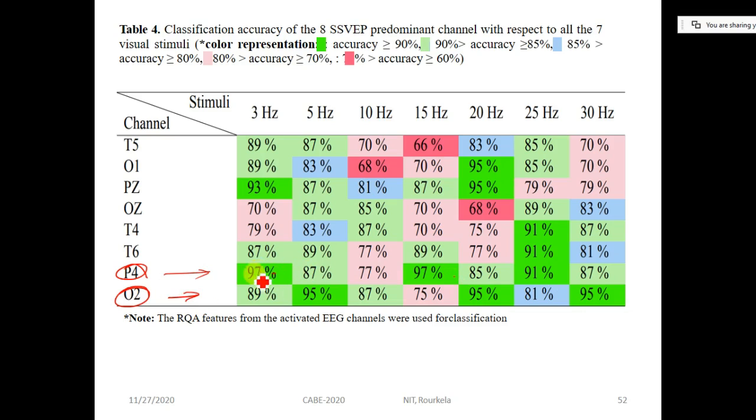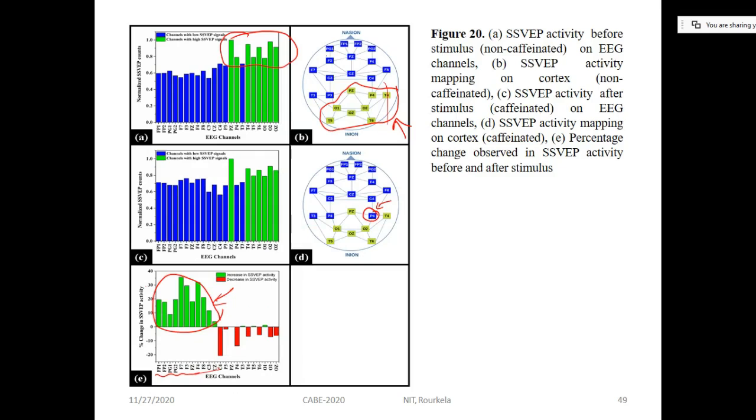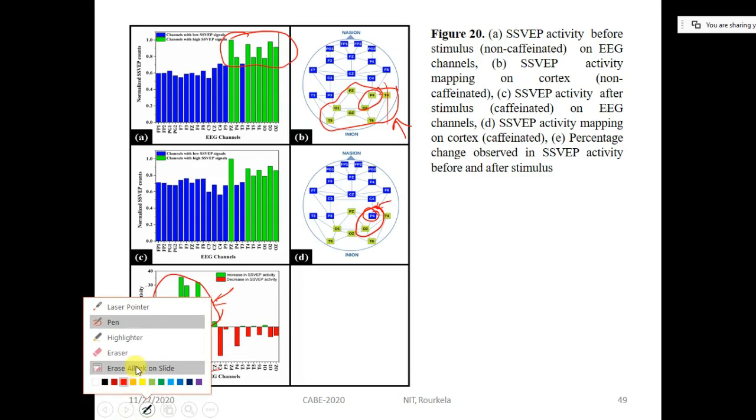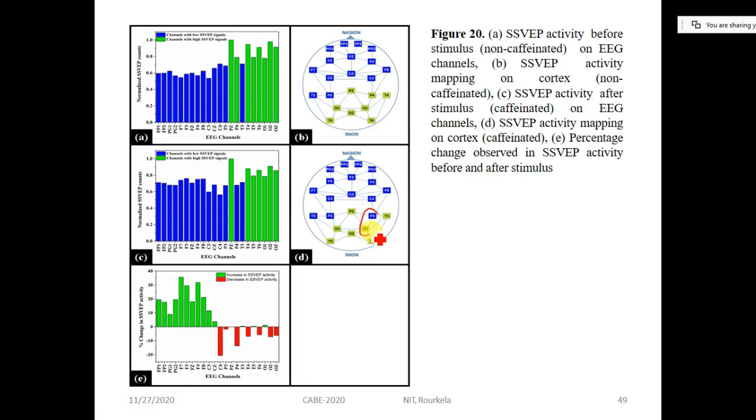these two channels are being activated at the majority of the frequencies. PZ, these two channels, but their classification efficiency is not that high. So I would stick with P4 and O2. Now, if you go to the brain map over here, where are P4 and O2? P4 and O2 are over here.